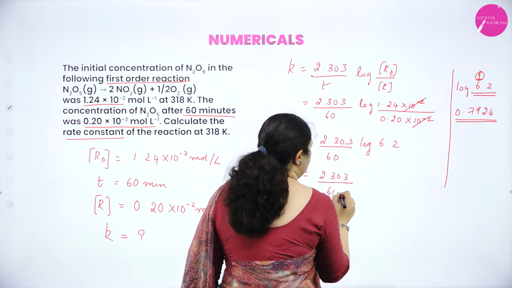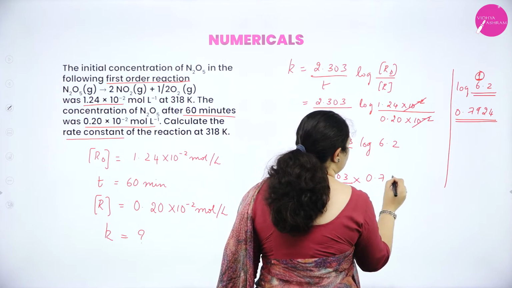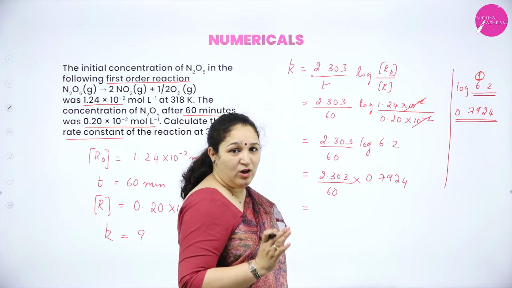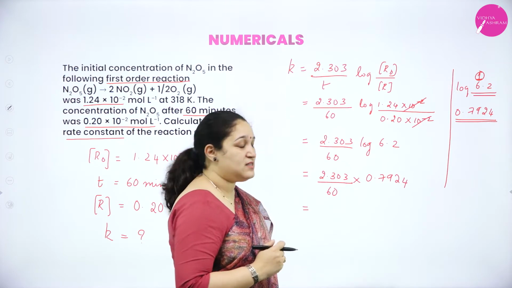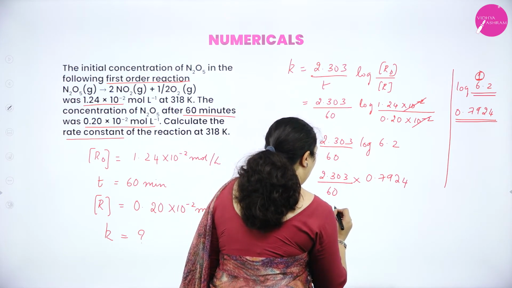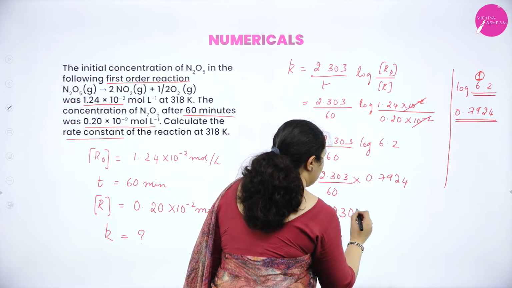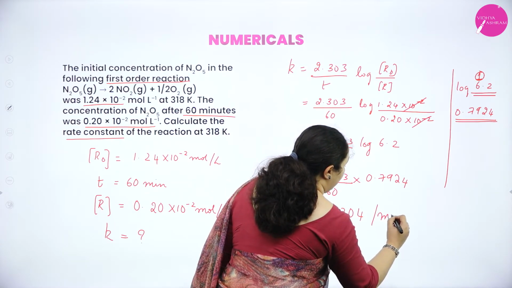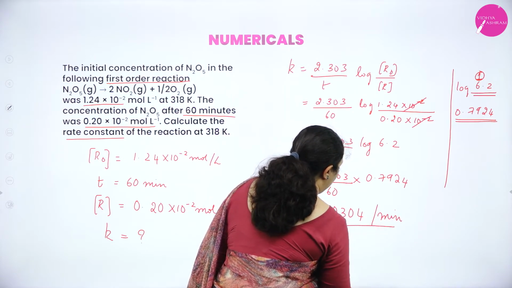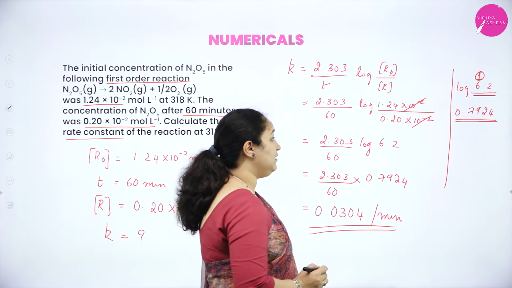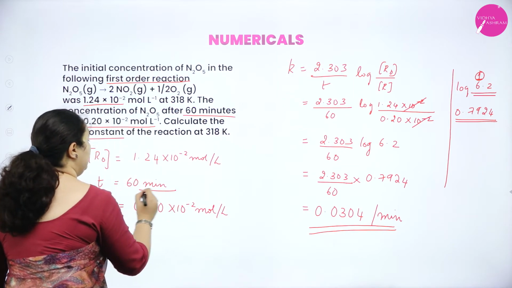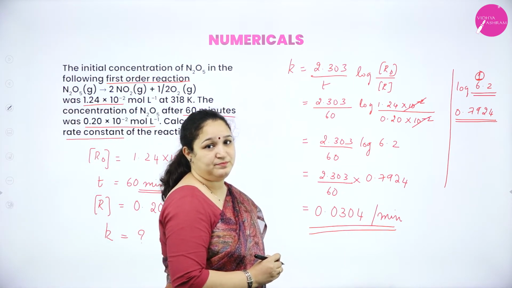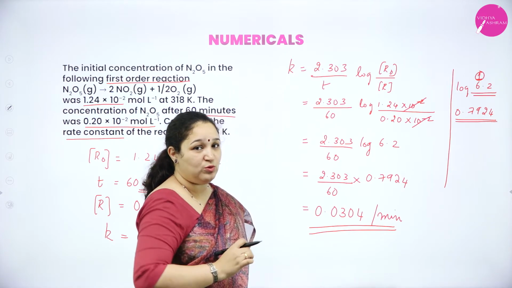So it is 2.303 by 60 into 0.7924. If you solve this, you will be getting the answer as 0.0304 per minute. Why per minute? Time is in what? It is in minutes, isn't it? That's why it's per minute. So I hope you have understood how to solve.